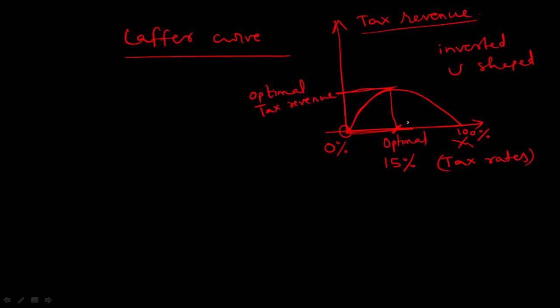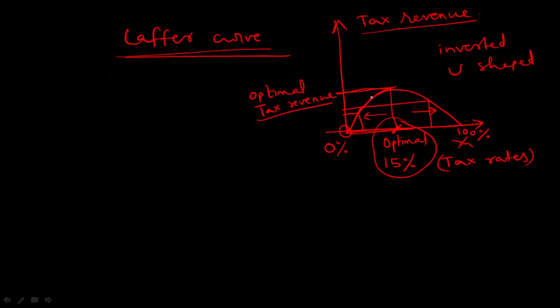So governments generally try to apply tax in this area. Government does not try to tax in this rate or in this rate, because even though government increases tax rates, it is going to decrease the tax revenue. Here also, if government wants to decrease the tax rate, it is going to decrease the tax revenue. Therefore, governments always choose to apply the optimal tax rate so that they can maximize their tax revenue. So the Laffer curve gives this.